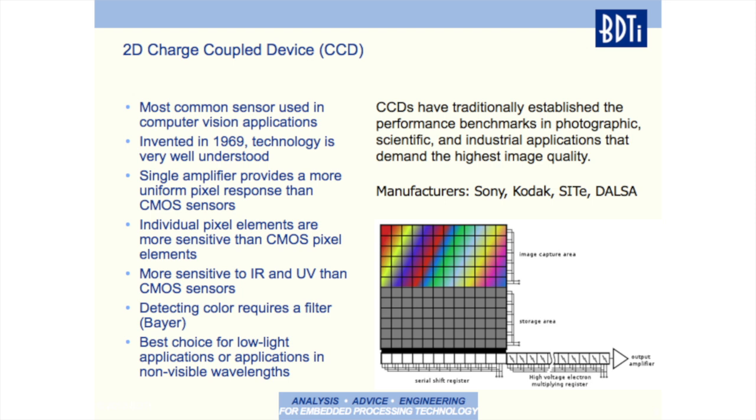The reason they're more sensitive is if you look at the squares there, each one of those squares is a pixel. The actual light capturing portion of the pixel is very large in a CCD, relatively speaking. And that is what makes it.